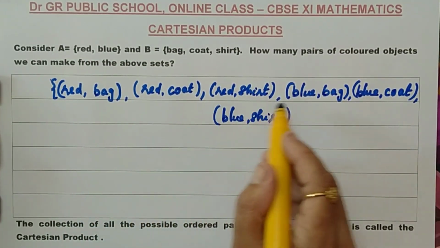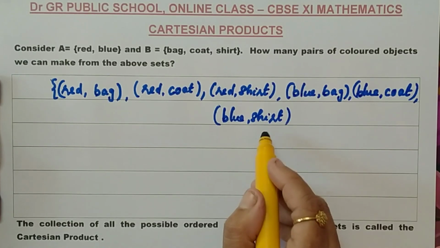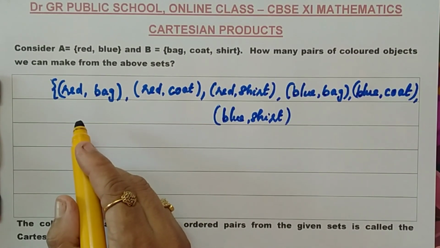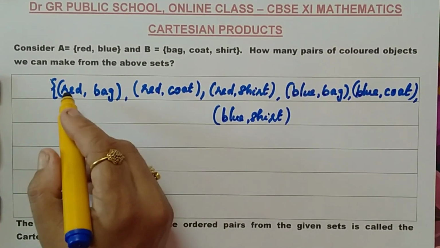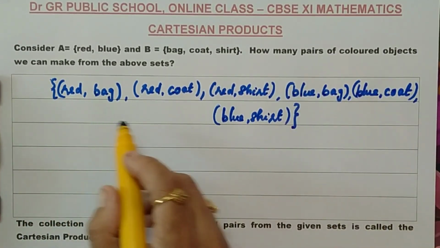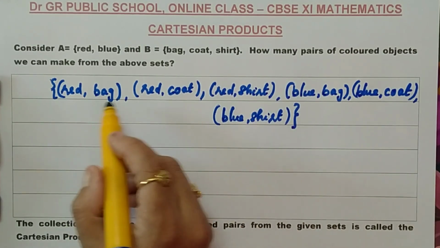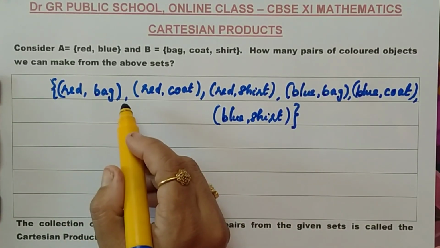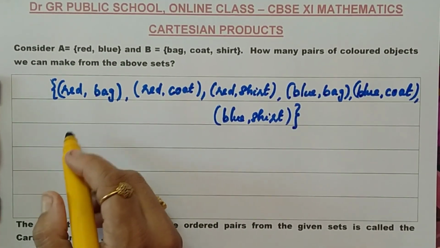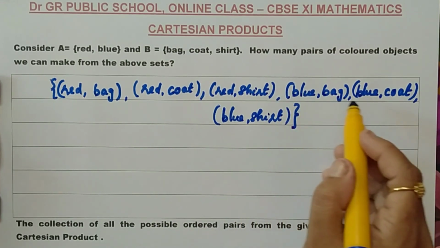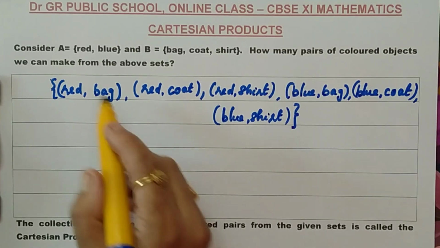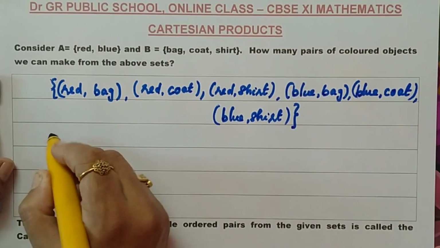But looking at this, you can see that all are ordered pairs in which the first element is from the set A and the second element is from the set B. Now, I am going to take it as a collection, or a set, which consists of some ordered pairs. The possible ordered pairs which can be made from the above sets A and B. This collection of all possible ordered pairs from the given sets is called the Cartesian product of the sets A and B.